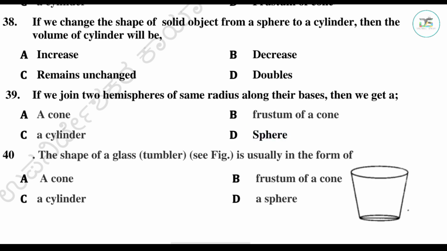Next question, the last question. The shape of a glass tumbler, seen in the figure, is usually in the form of. Options are option A, cone, option B, frustum of cone, option C, cylinder, option D, sphere. Here the right answer is option D, frustum of cone. The given diagram is in the structure, that is frustum of cone.